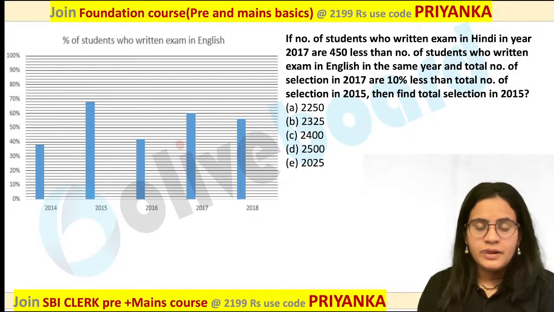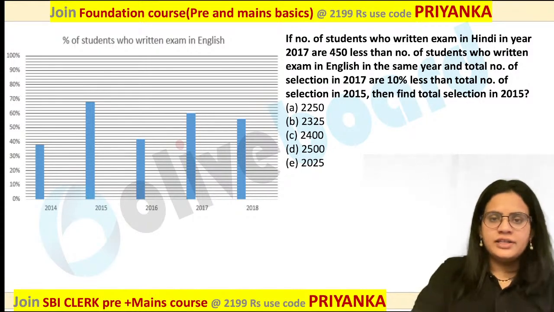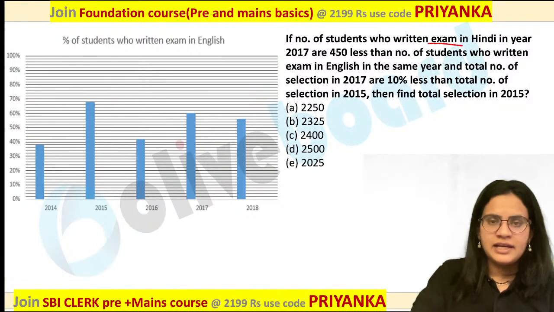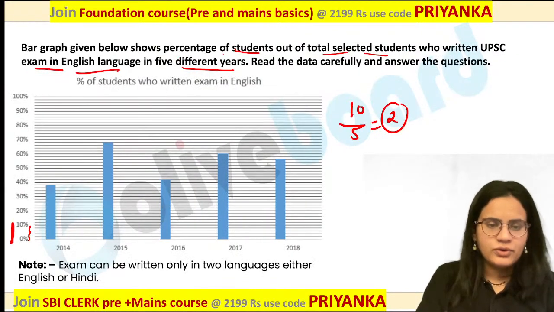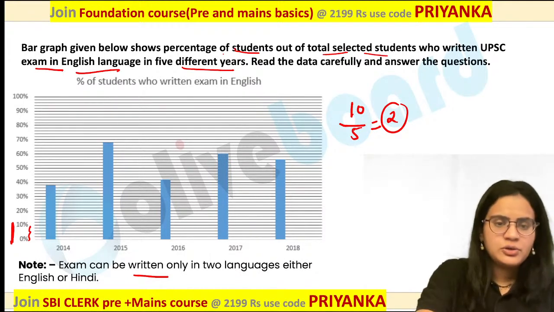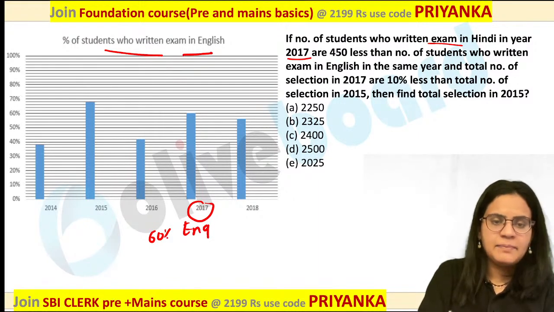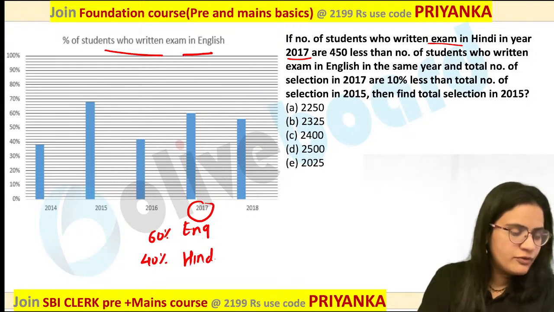How will you approach this question over here? I want all of you to please pay attention now. In this question, they have provided the number of students who have written the exam in Hindi in year 2017. This particular data given is for English, and they have also given that there are only 2 languages in which each student can write. If there are only 2 languages, and the English percentage is 60%, automatically I can say that the Hindi percentage is going to be 40%.